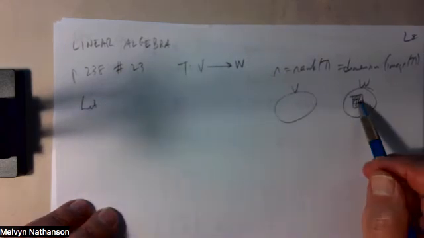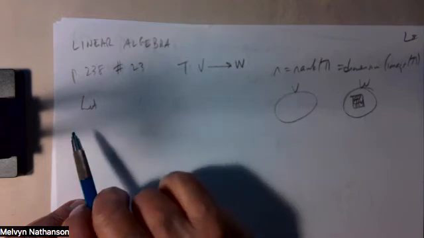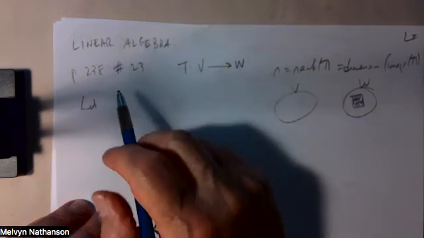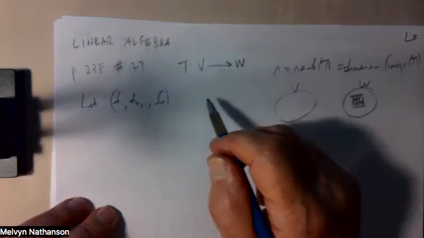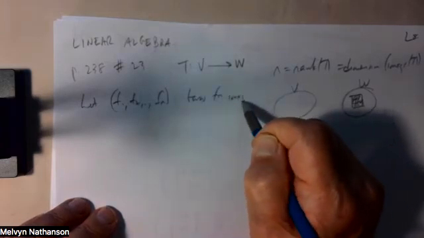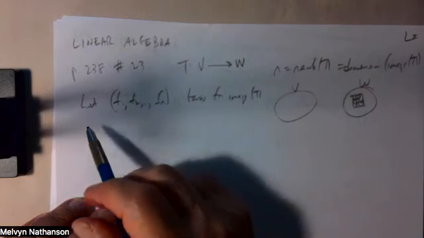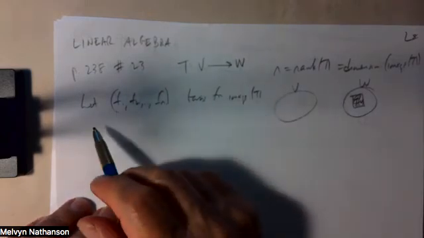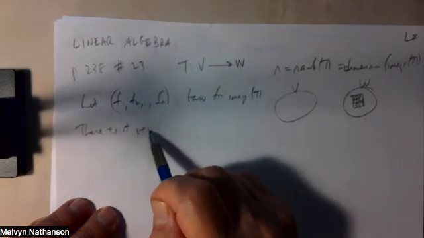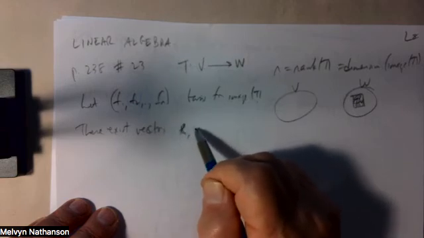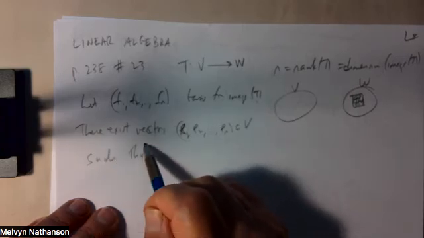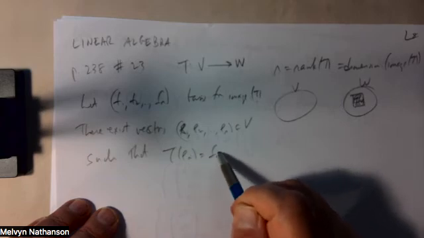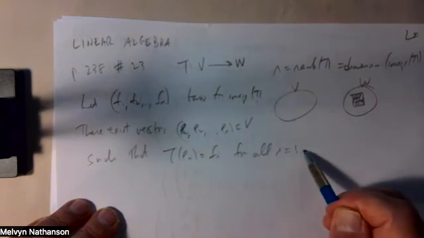So the image of T is rank R. So let F1, F2 up to F sub R be vectors in W, which is a basis for the image of T. So what that means is, if each one of these vectors is in the image of T, there exist vectors e1, e2 up to e sub r in V, such that T of Ei is equal to Fi for all i going from 1 up to R.